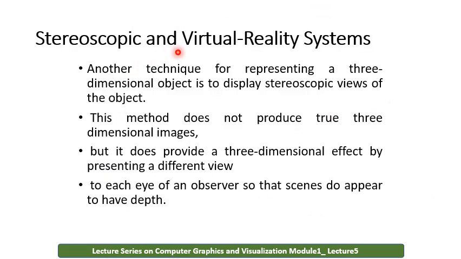Stereoscopic and virtual reality systems. Another technique for representing a three-dimensional object is to display stereoscopic views. Stereoscopic views do not produce a true three-dimensional image, but provide some three-dimensional effect by presenting different views, such that each eye sees a different view. The left eye sees the left scene, and the right eye sees the right scene.